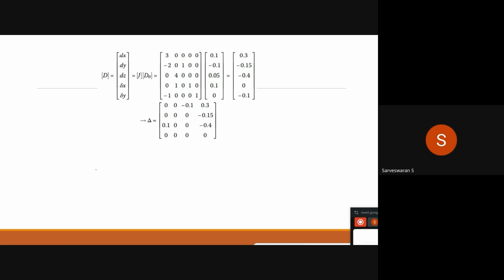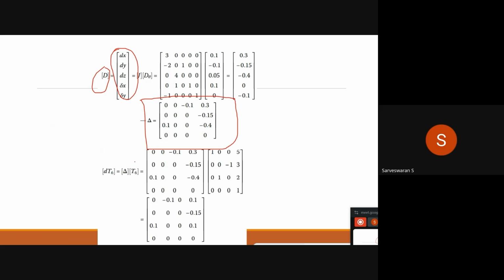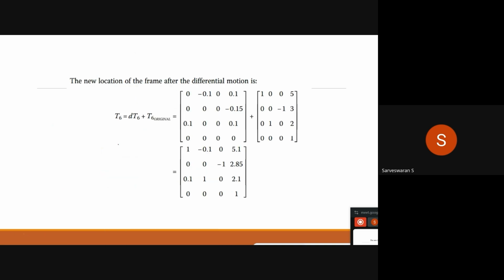So this is what is being provided. We will be solving for D. We will be getting all these linear and angular velocities. We will be substituting everything in the differential operator. This is the relation which was given in the formula in the previous slides. So based on that, we can find out my differential motion. So this is my final differential motion. When we add up this differential motion with respect to the old frame, we can get my new frame.